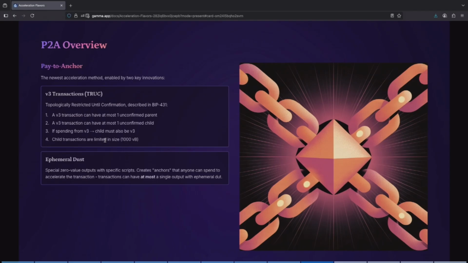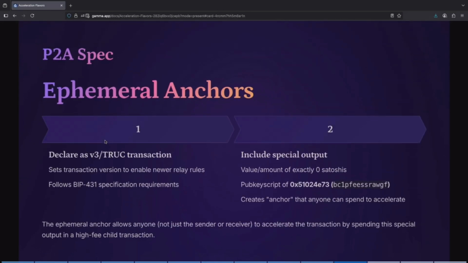So 1 single output, value of 0, and they always have the same pub key, which you can see right here. 0x51, 02, 4e73. The 0x51 is SegWit version 1, 02 because we're about to push 2 bytes, 4e73. And it always gives you this little address to the right, bc1 fees raw GF. And so if you look up this address on a mempool explorer, you'll see any time that one of these anchors was actually used on chain.